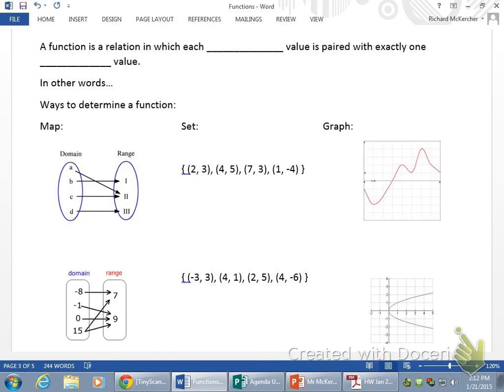Alright guys, this is for Math 2. It's our first lesson, just kind of a review and maybe some new stuff about functions. First off, we define and talk about what a function is, and we know that it's a relation in which the domain value is paired with exactly one range value.